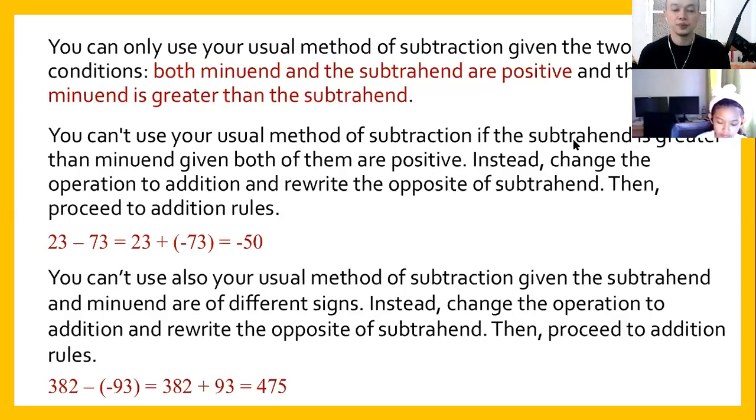All right, so here you go. For example, 382 minus negative 93. We change subtraction to addition, so it will become plus, and then change the opposite of the subtrahend, negative 93, to positive 93. This will become positive 475. Okay.